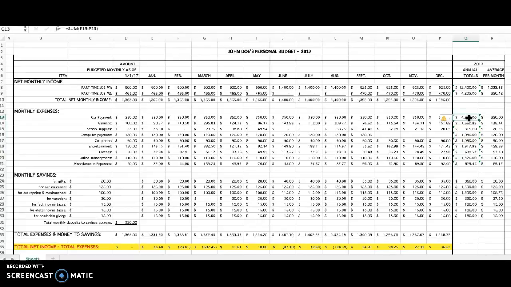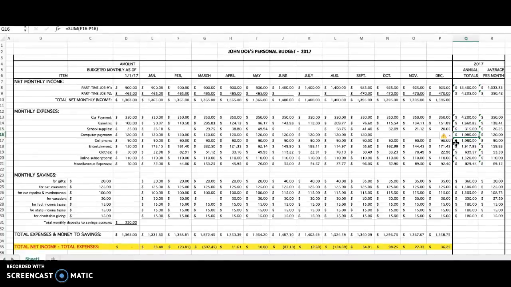And if you look at the one for car payment, and you look at the very top of the page, way up here, you see the formula, the sum of E13 through P13. So line 13 for the car payment, all the way across the year, from E through P adds up to 4,200. And even more significantly, this is the average. Well, that's what it should be. That's what he paid every month.